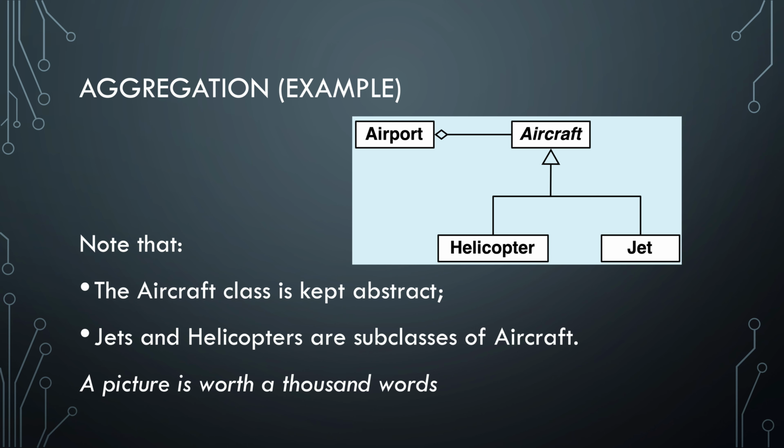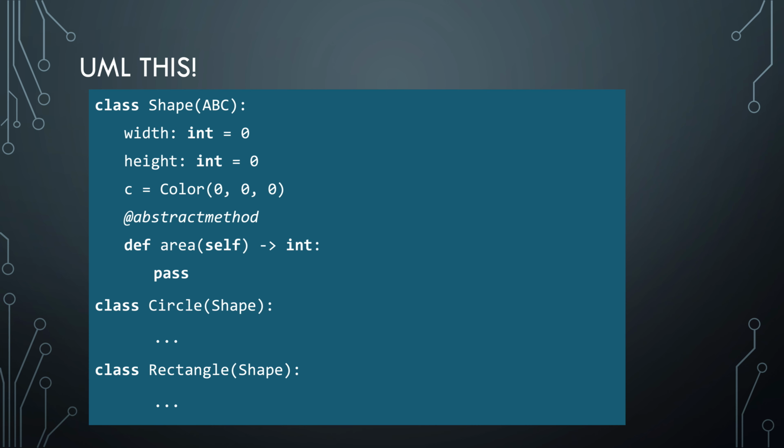Here's an example of aggregation. An airport has aircrafts, which are either helicopters or jets, and aircraft is an abstract class here. Pause the video now and try this exercise for yourself. Create a UML diagram of the following code.